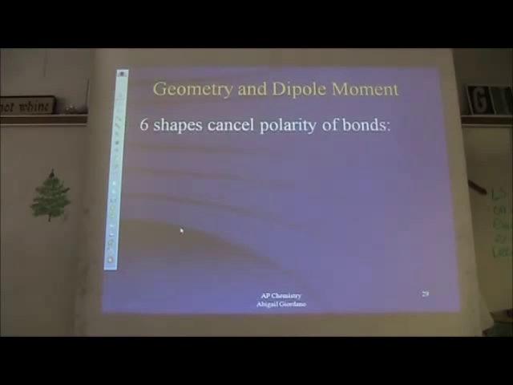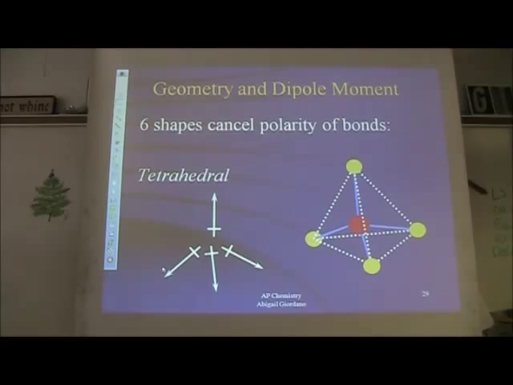Here's another one you're probably familiar with. Tetrahedral, okay? Also a shape that cancels out the polarity of the bonds. And guys, I will tell you, it kind of depends whether you took regular or honors or who you had as a teacher for Chem 1, some classes learn the very basic shapes, like linear, bent, tetrahedral, trigonal planar. Some of you may have gone on to learn what are called extended shapes. We are all going to learn the extended shapes, and here is an example of one of them.